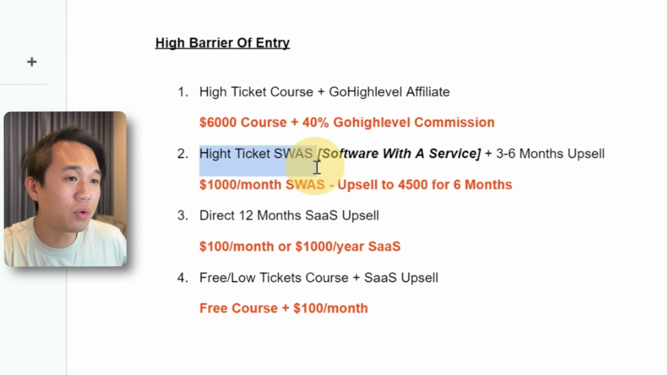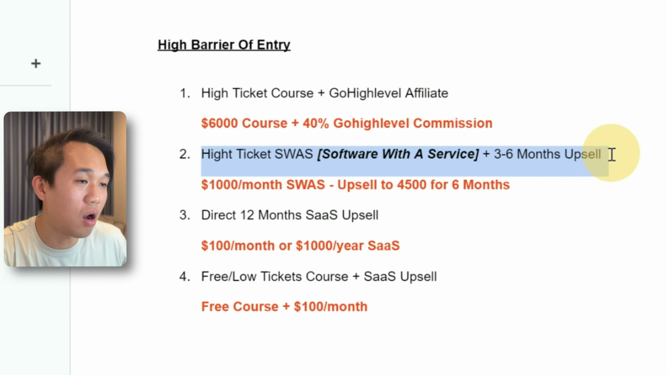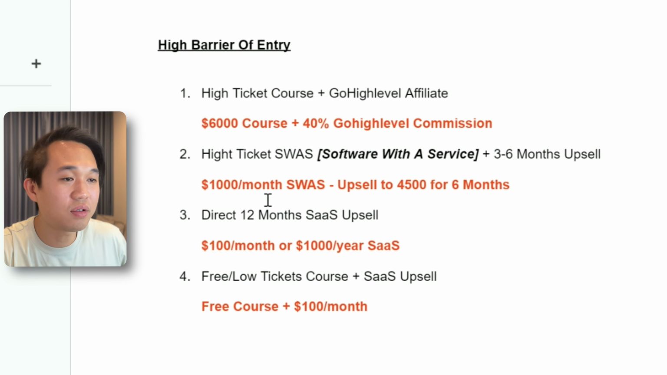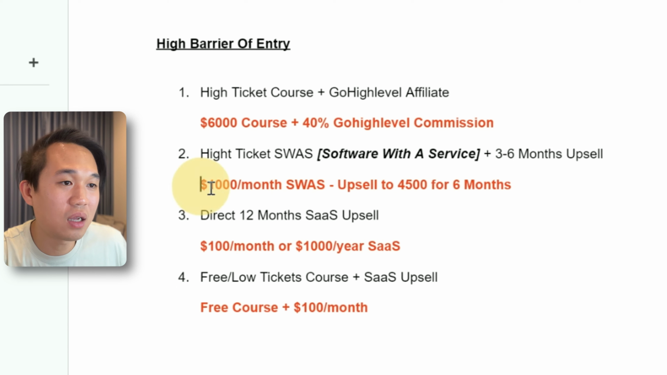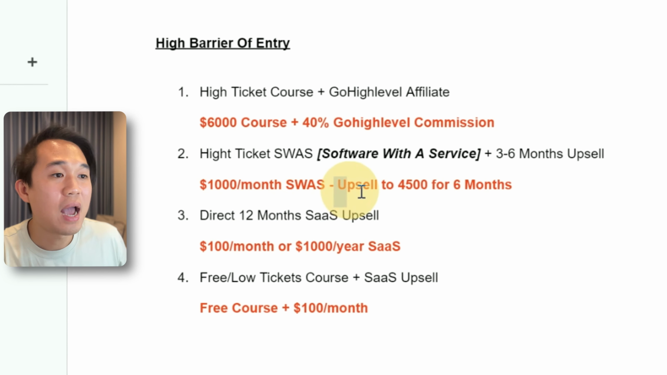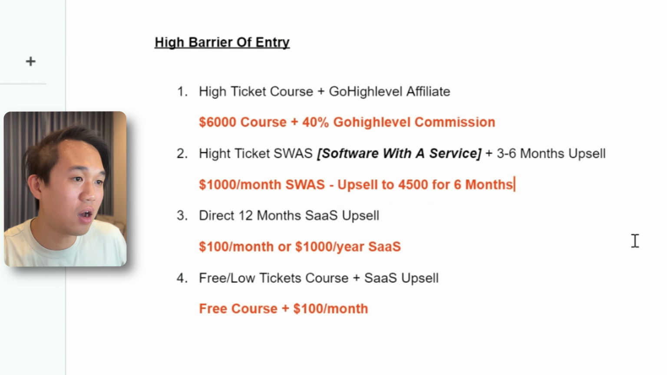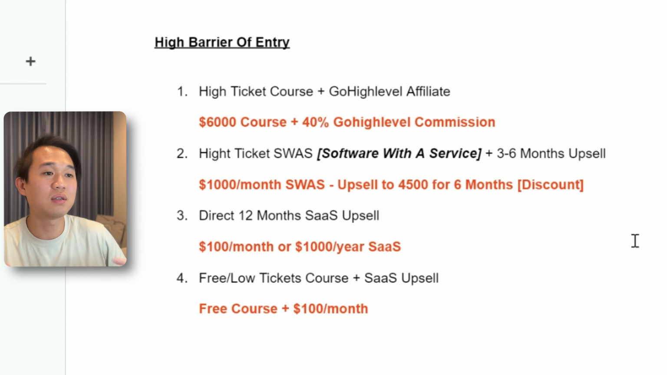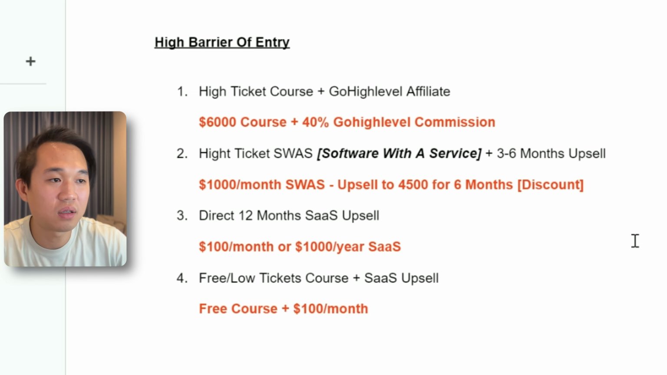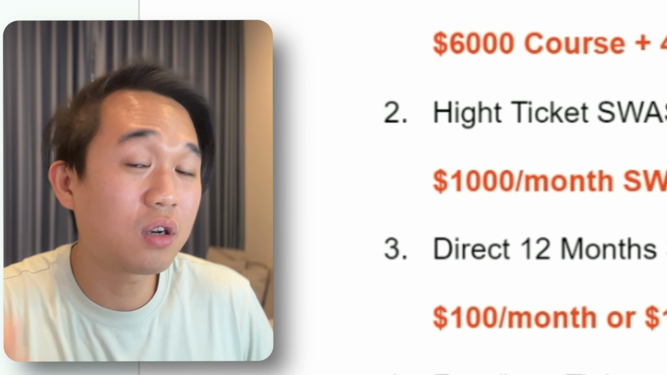The second option is what we call high ticket SWAS, right? Software with a service plus 3 to 6 months of software upsell. So what that means is that if you have $100 per month of just software, and you integrate that with a service such as video editing or Facebook ads, you can up that to $1,000 a month instead of $100 a month, and then you can upsell that for $4,500 for 6 months, right? So this is like a discount. I'm just gonna make sure that it's clear here. You incentivize people to actually buy 6 months instead of month to month. Always have a little bit of discount for people to buy 6 months rather than month to month, because you gotta give them a reason to do so.